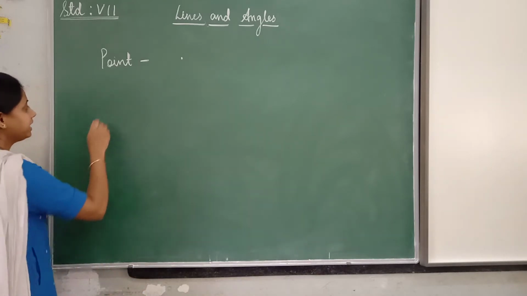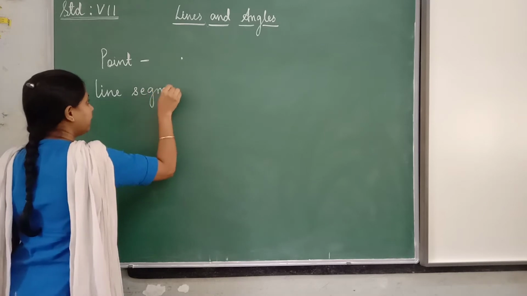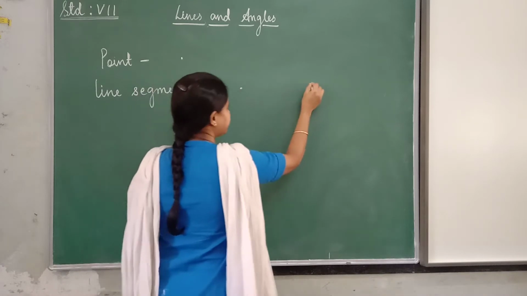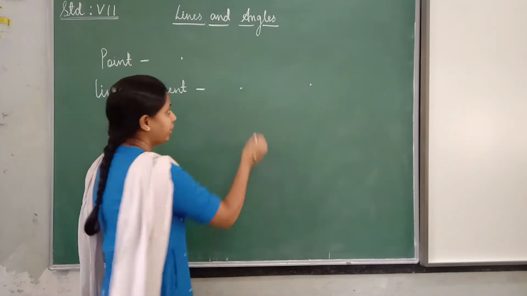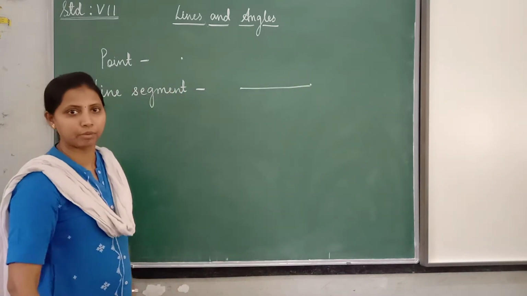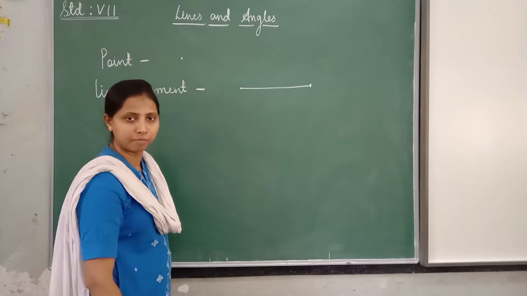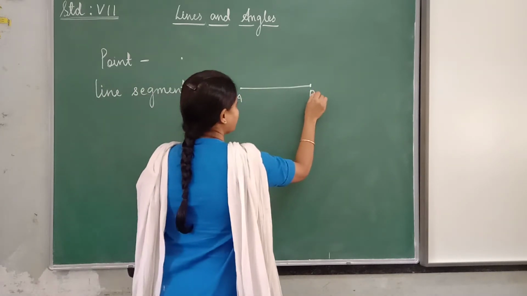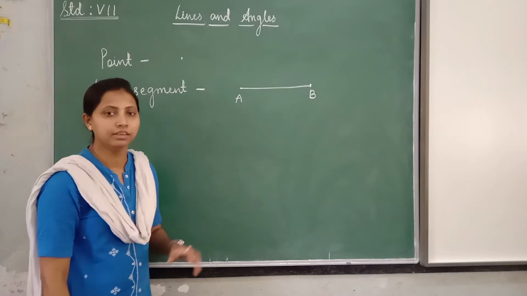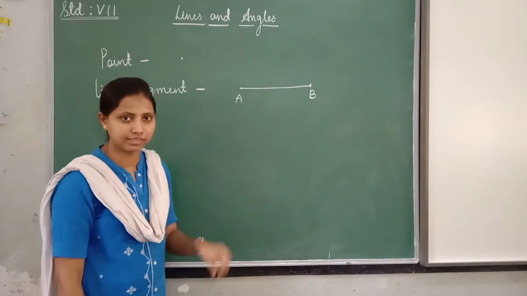Okay. Then next is line segment. So what do you mean by line segment, children? Now suppose you have 2 points. When you join these 2 points, we get a line segment. A line segment has 2 endpoints. Yes, A, B. So here AB is a line segment. A line having 2 endpoints is called a line segment.